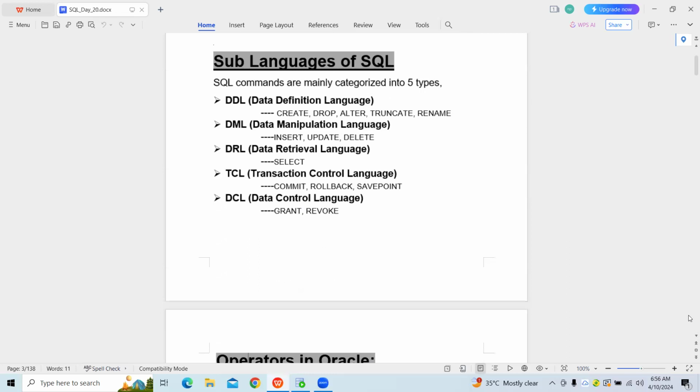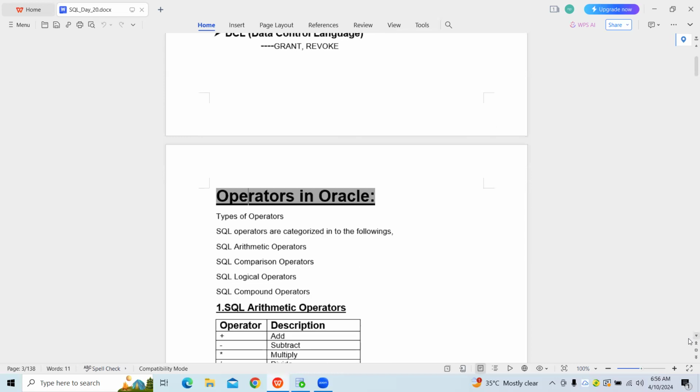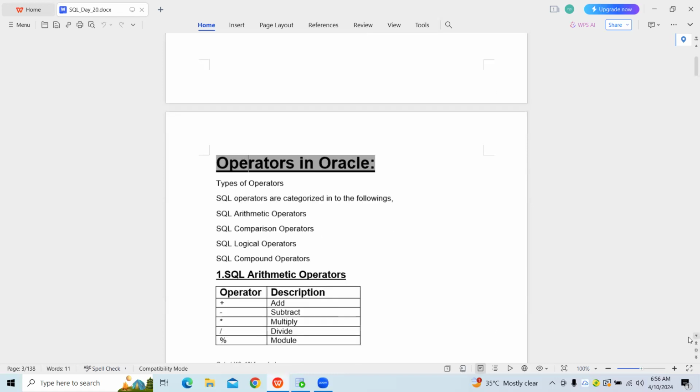Now we'll understand what are the different operators present in Oracle. So the types of operators are categorized into the following. They are SQL arithmetic operators, SQL comparison operators, SQL logical operators, and SQL compound operators. We'll discuss each of the operators in detail. In today's session, we'll be learning about SQL arithmetic operators. So guys, what are the different arithmetic operators we have? The different arithmetic operators we have are add, subtract, multiply, divide, and modulo. So this is all about arithmetic operators.